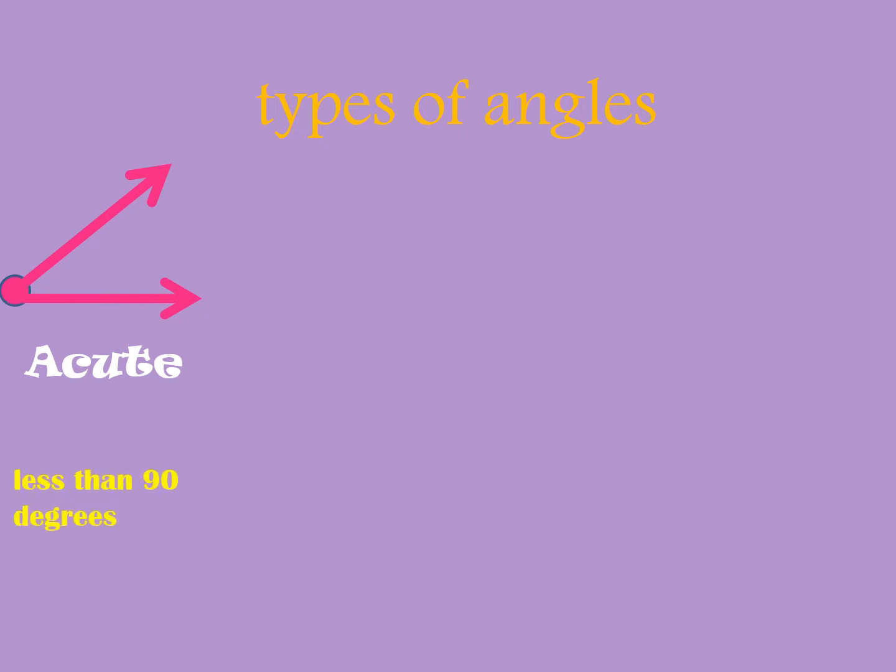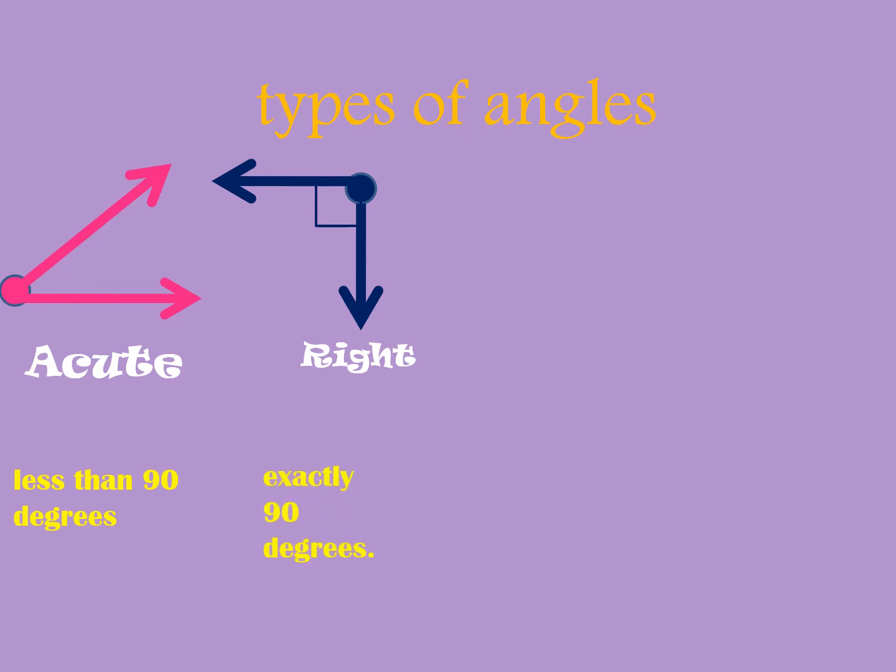What about the second angle? It's exactly 90 degrees, which is called the right angle. So the right angle, how many degrees again? It's exactly 90 degrees. The third angle is called, yes, the obtuse angle.